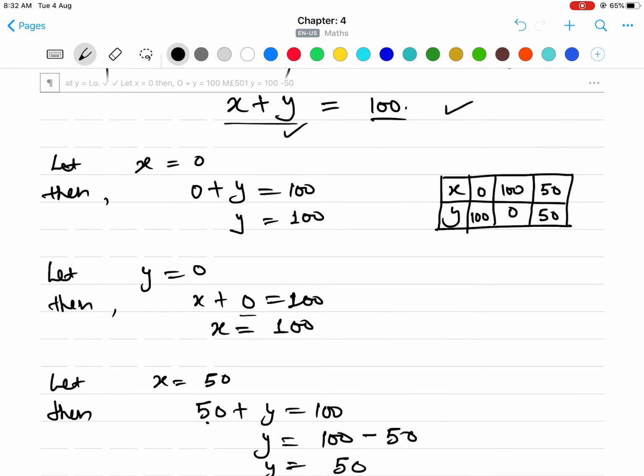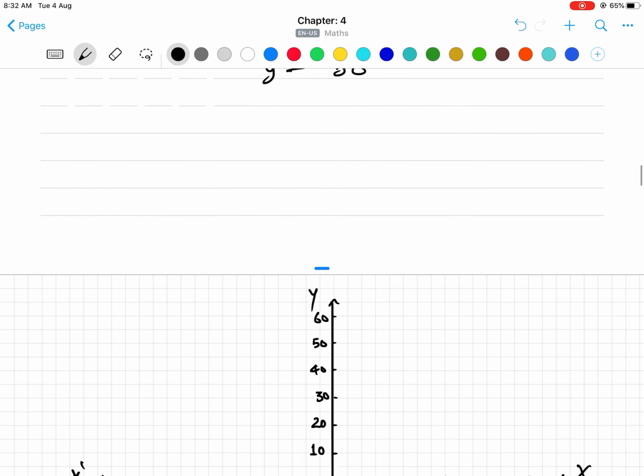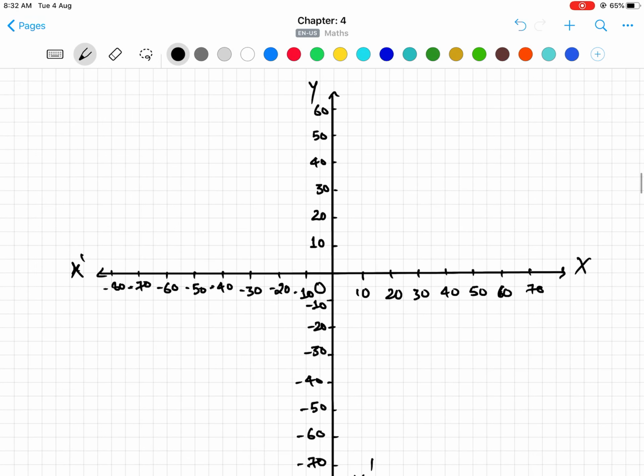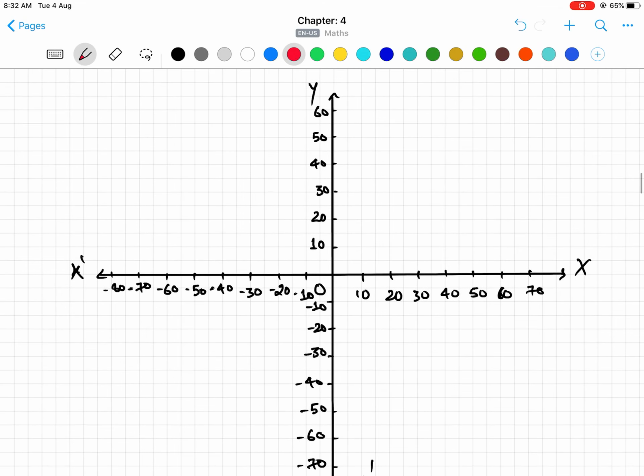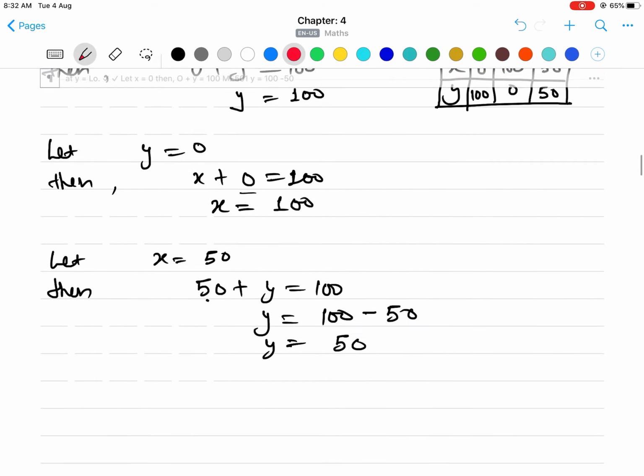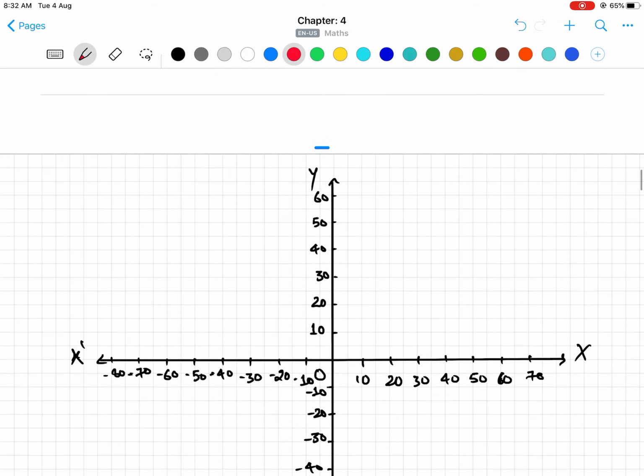When x is 0, y is 100. When x is 100, y is 0. And when x is 50, y is also 50. So we got the three solutions. I will represent these on this graph paper. So the first point is, when x is 0, y is 100. That means we have to extend this graph.